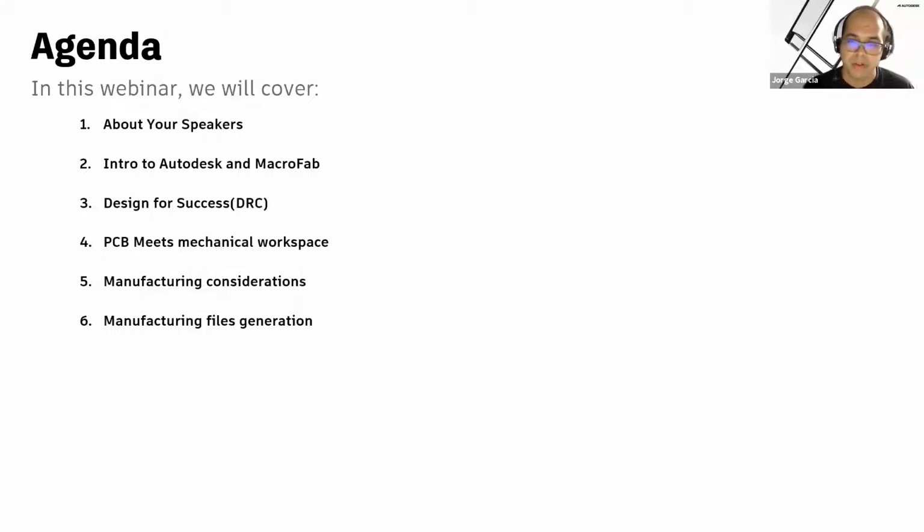We're going to talk about manufacturing considerations, things to keep in mind for making your final product. It's not just about the PCB. And then finally, how you can get your manufacturing files to your manufacturing partner, whether they be Gerbers, the native Eagle file, or ODB++. So who are we?